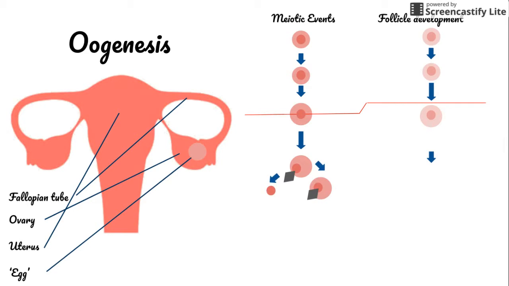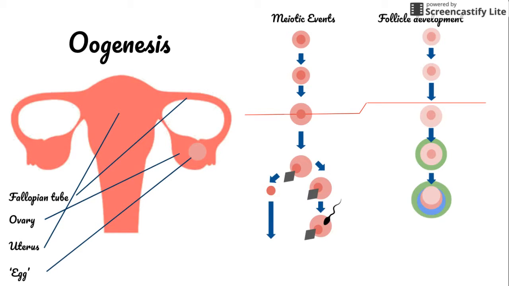The first division of oogenesis creates one big cell and one small cell. The small cell is the first polar body, which will eventually die off. The larger cell undergoes a second division of meiosis, which is later completed post-fertilization.